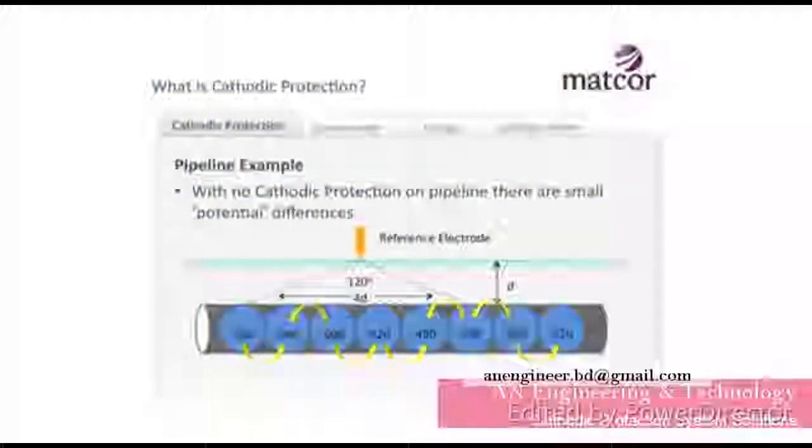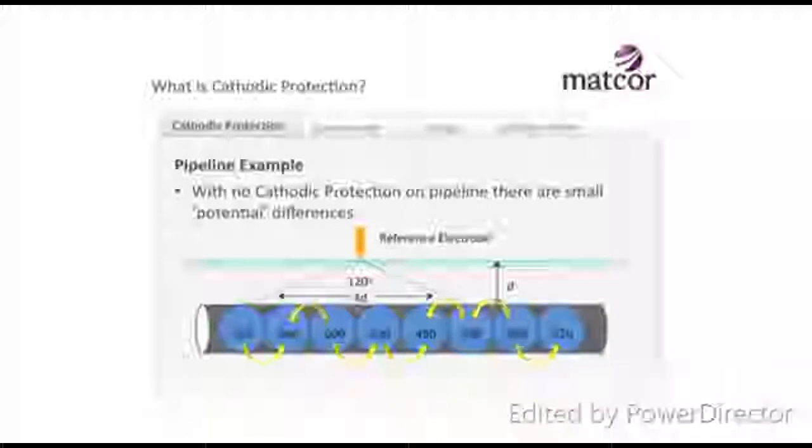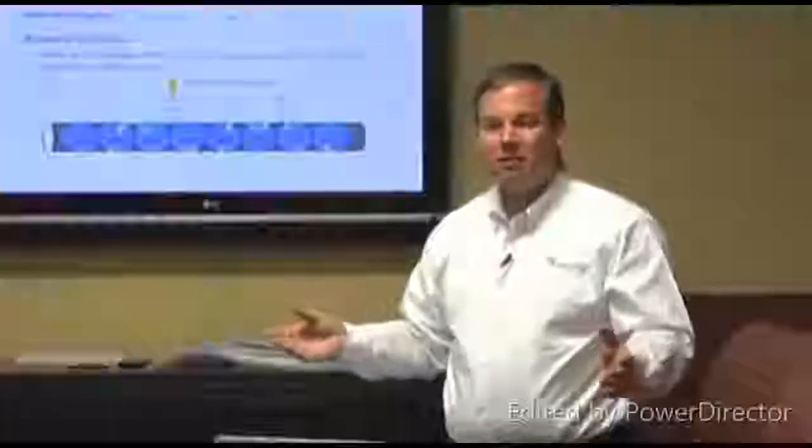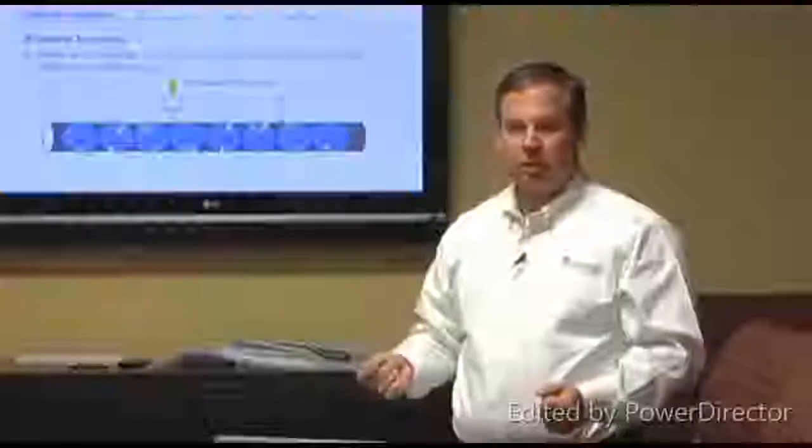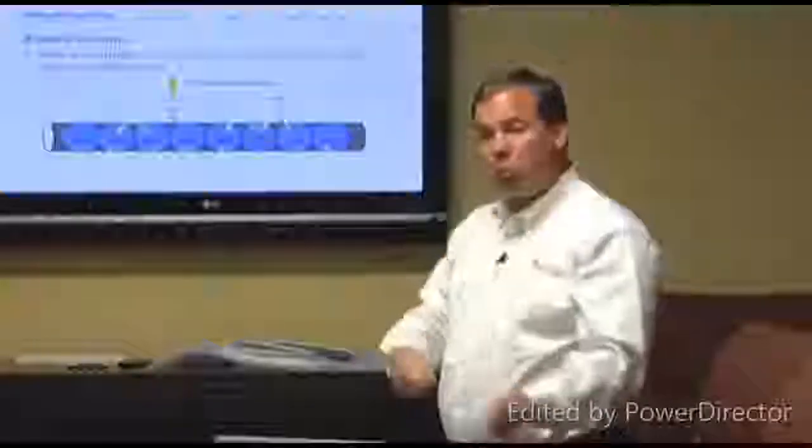So let's take a look at a pipeline example. Here's a pipeline with no cathodic protection on it. Okay, and as you see along the pipeline, typically buried steel has a potential somewhere around minus 550 millivolts. Okay, it varies a little bit. It might be a little more, it might be a little less.